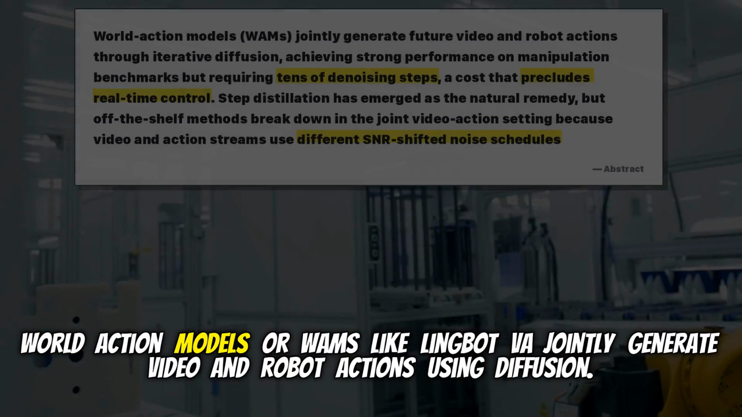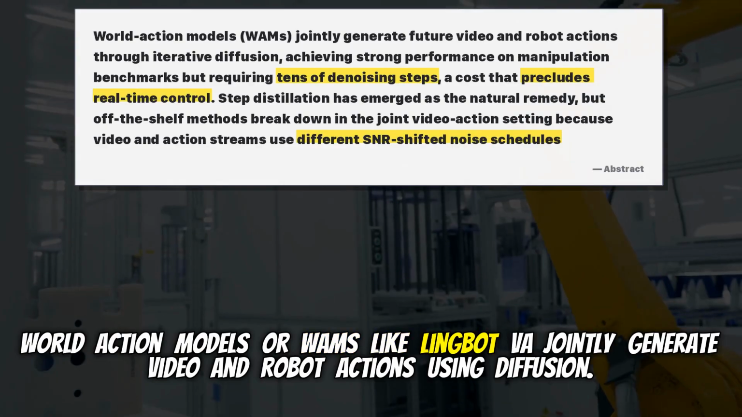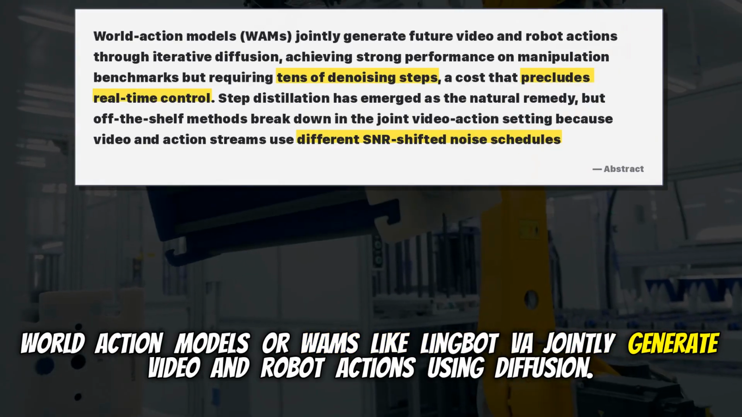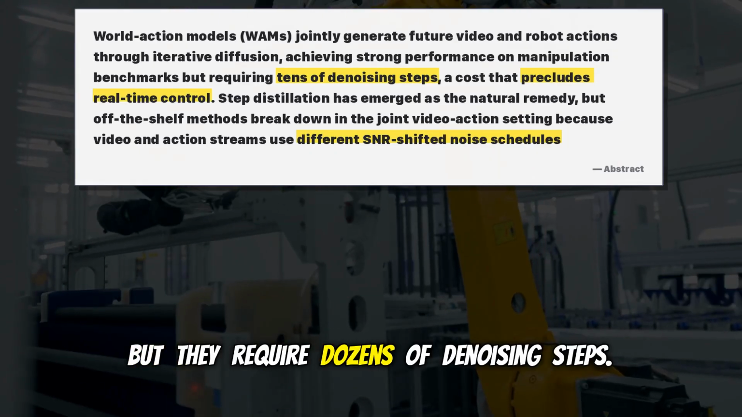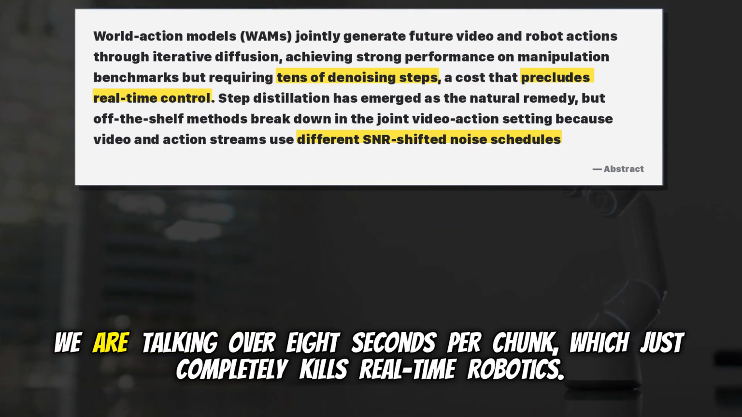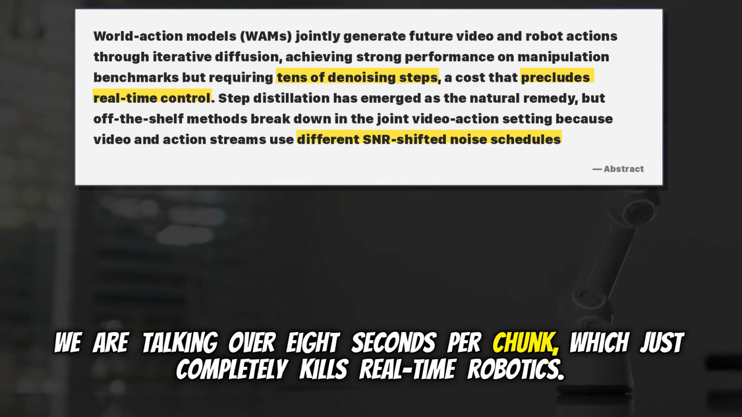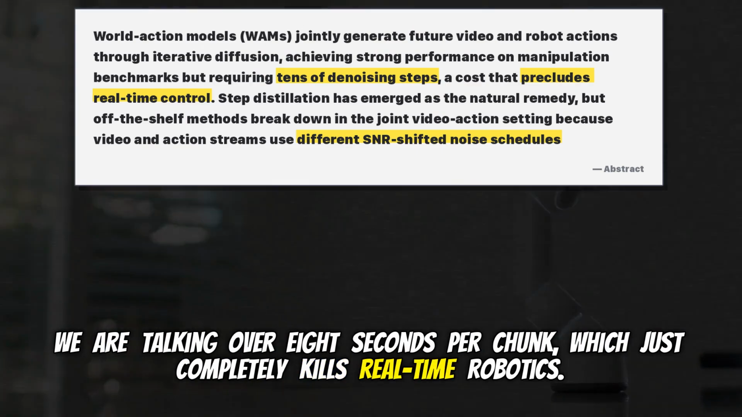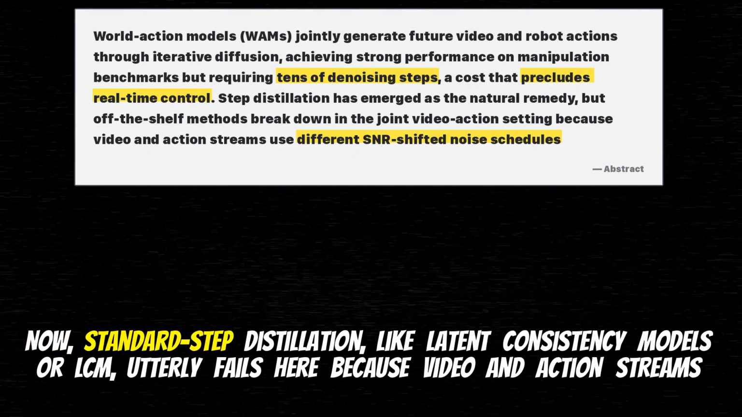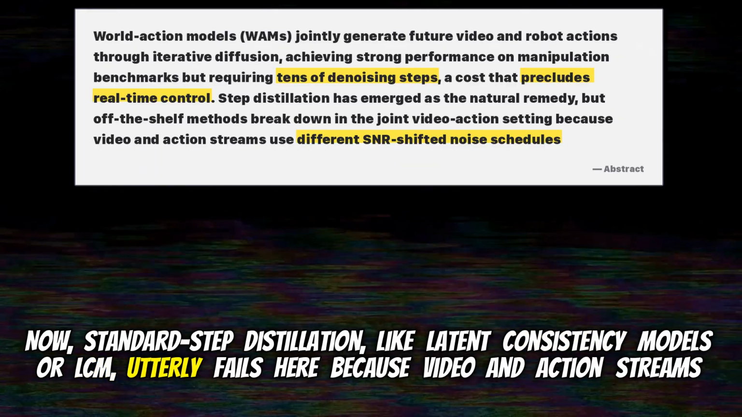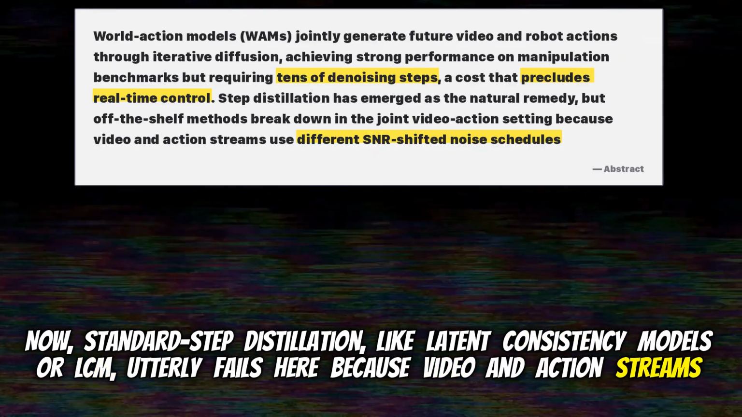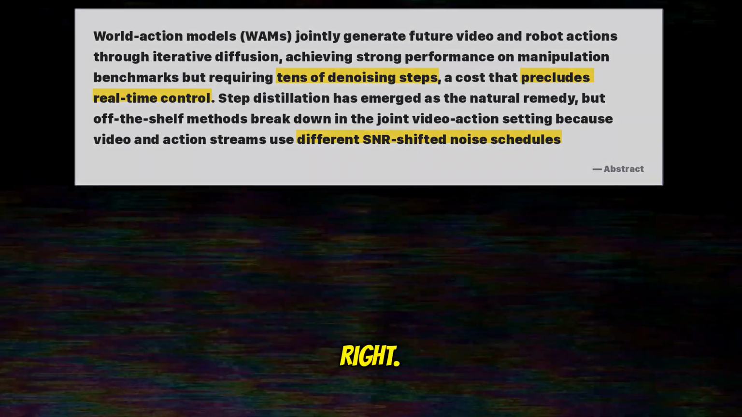Right. World Action Models, or WAMs, like Lingbot VA, jointly generate video and robot actions using diffusion. But they require dozens of denoising steps. We're talking over 8 seconds per chunk, which just completely kills real-time robotics. Oh, absolutely kills it. Now, standard step distillation, like latent consistency models, or LCM, utterly fails here because video and action streams use fundamentally different noise schedules. Right, the distributions just don't match up. Exactly. The action gradients vanish quadratically, completely destroying the policy.